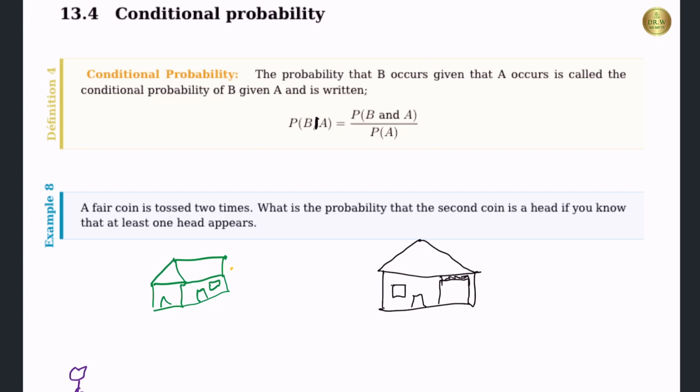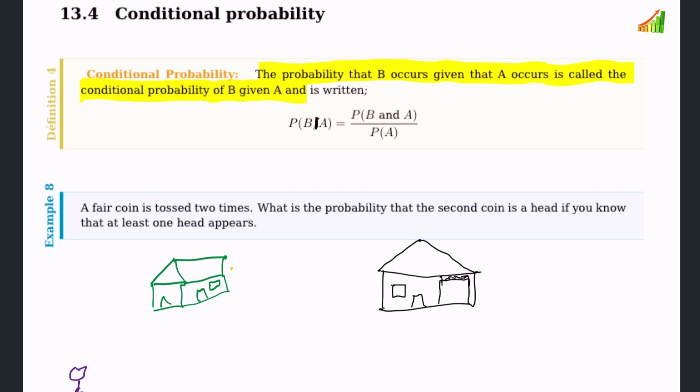Chapter 13, Section 13.4 Conditional Probability. What is the conditional probability of two events?